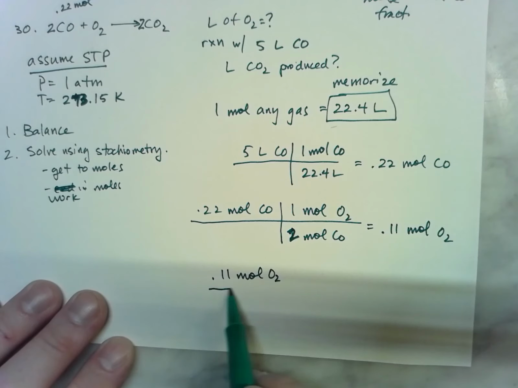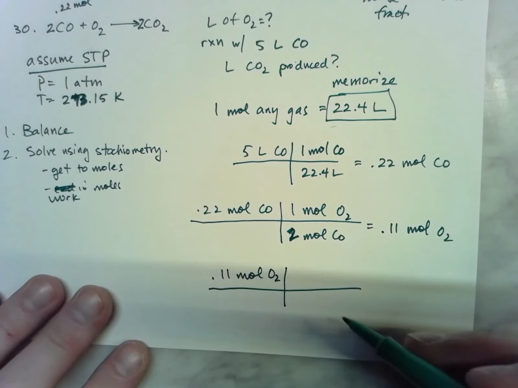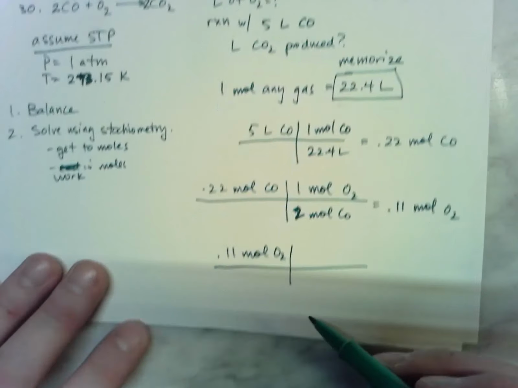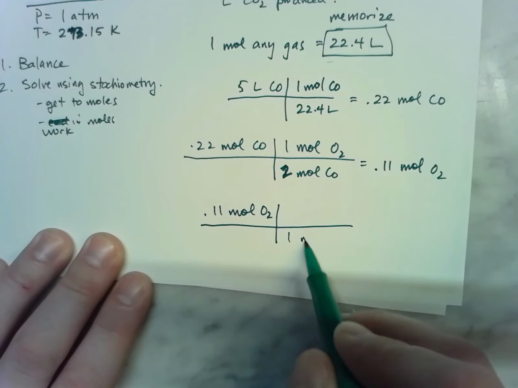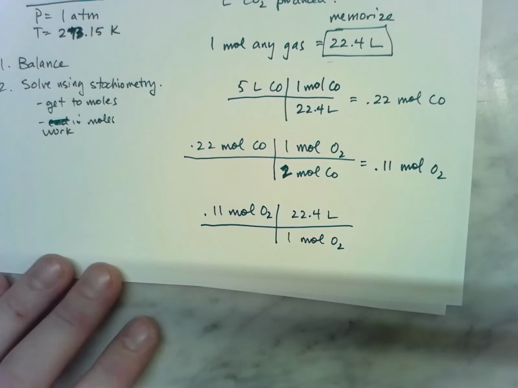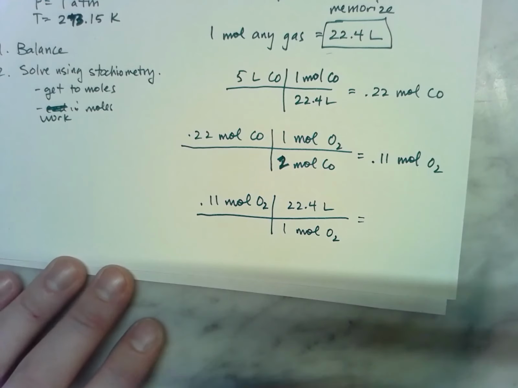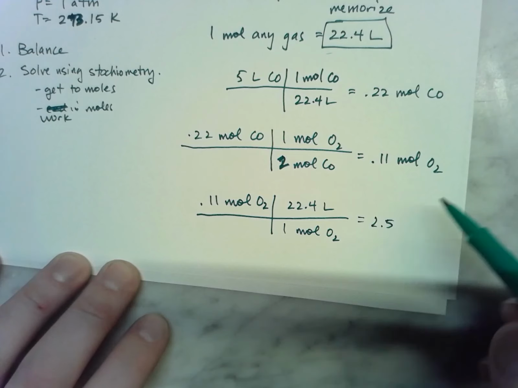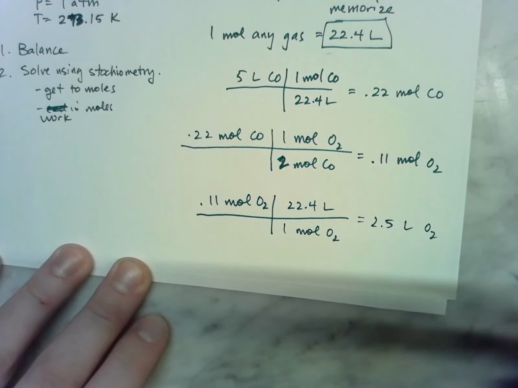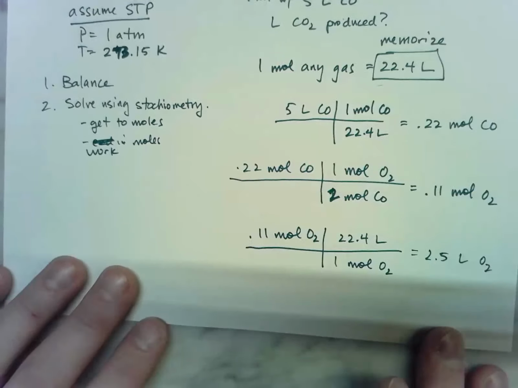And you could do all this in one step if you wanted to. You know, just rack them up like that. And then we know that 1 mole of O2 is 22.4 liters. And that ends up being 2.5 liters O2. Okay. Now this happens to be a nice even ratio there.